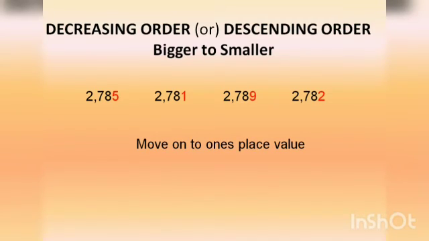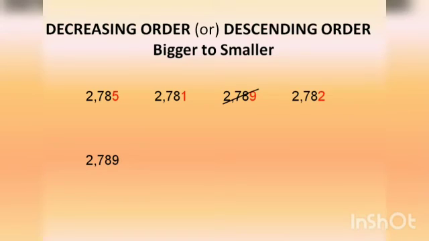Which is the biggest number? 9 is the biggest number. You strike out that and write 2789. Next 5, 1, 2. Which is the biggest number? Yes, 5 is the biggest number. You strike it out and write 2785.